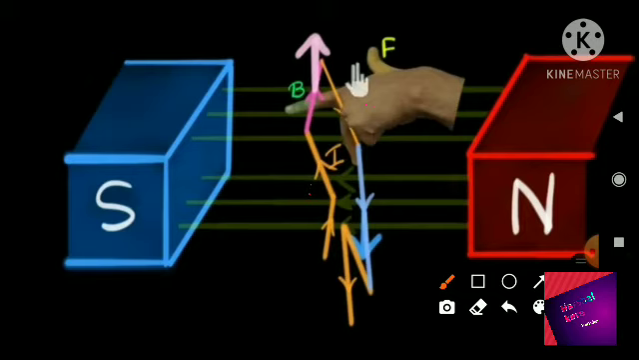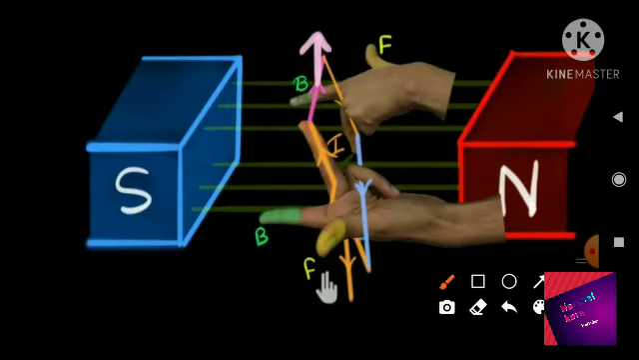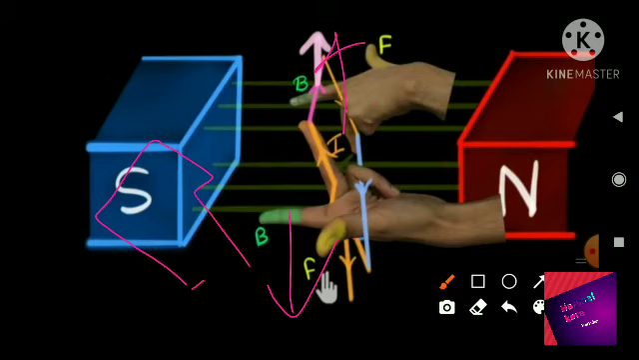So how can we say? By Fleming's left hand rule, we can find the force on both. We use Fleming's rule here and here, and we get the force. The force on this side is outward and the force on that side is inward. So they are opposite, they are opposed to each other, acting against each other on the rectangular loop.